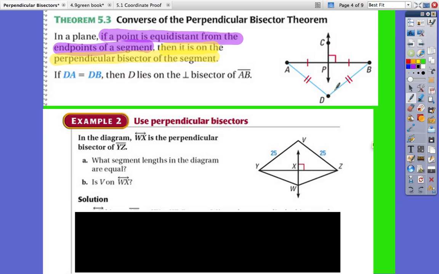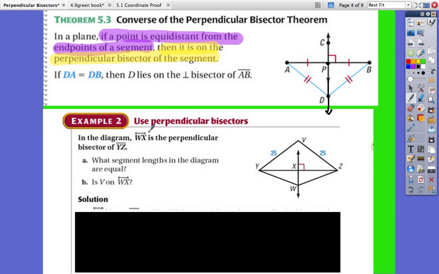So for example, because PB is congruent to PA, we know this is the midpoint. And if we extend CP, since D is equidistant to B and A, in other words, since DB is congruent to DA, we know by the converse of the perpendicular bisector theorem that line CP must be the perpendicular bisector. Let's apply that to an example.